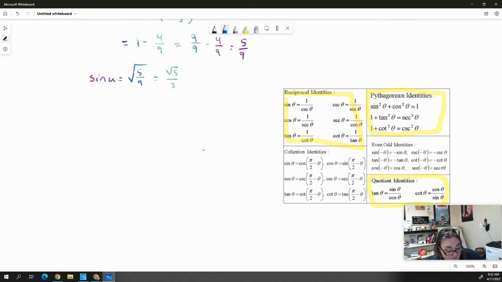The next sample problem I have is if we were given tangent of x, tangent x equals 1/3, and cosine of x is less than 0.